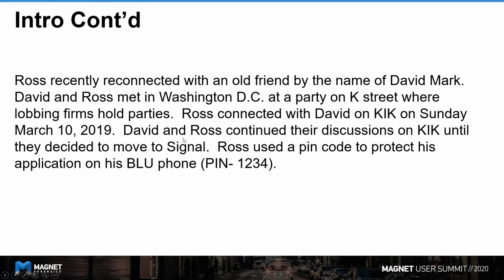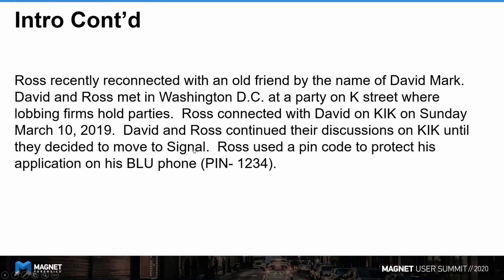Ross recently reconnected with an old friend by the name of David Mark. David and Ross met in Washington, D.C. at a party on K Street, where lobbying firms hold parties. Ross connected with David on Kik on Sunday, March 10th. So our investigation is really dealing with March 10th and forward, because we're trying to put Ross and David at the same place at the same time so we can determine if there are other charges that we need to apply. Anyway, they continued discussing on Kik until they decided to move to Signal.